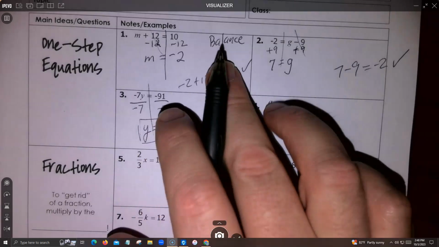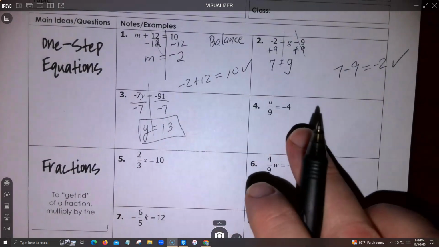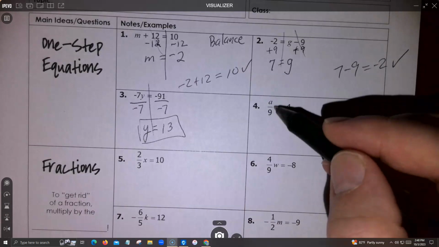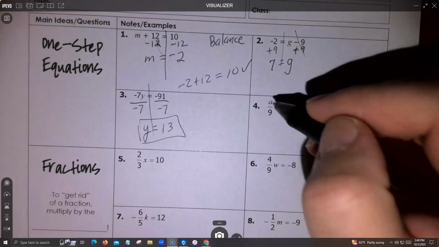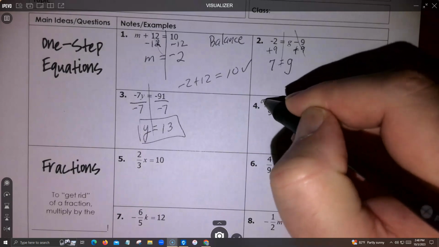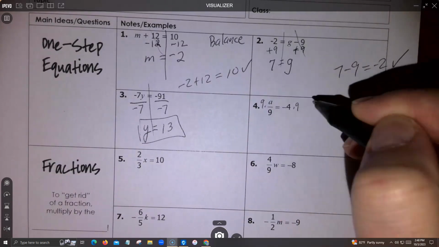Again, we've done add, subtract, multiply. Now we got a division problem. A over 9 means A divided by 9. In order to get rid of divided by 9, I need to multiply by 9. And I'm going to do the same thing to both sides.